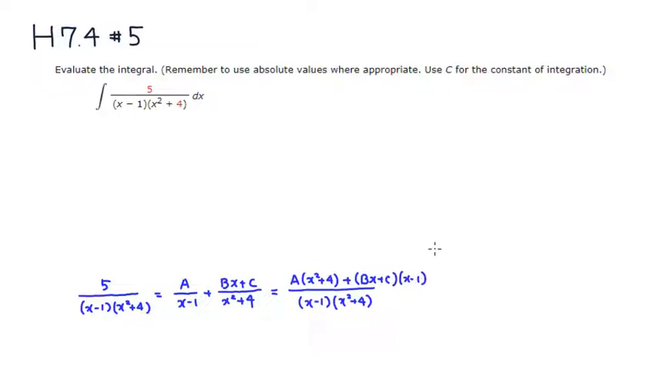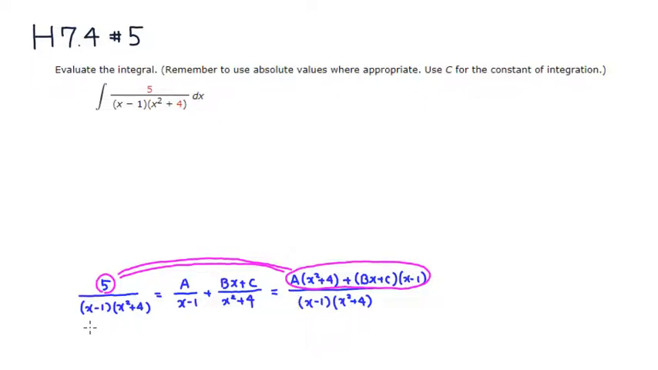Right? So we just have to match these guys. The numerator here, we'll have to match with this guy right here. Alright, so let's see. I'm going to try some convenient numbers, might be pretty simple. I'm going to try to find A. I'm going to try x equals 1.